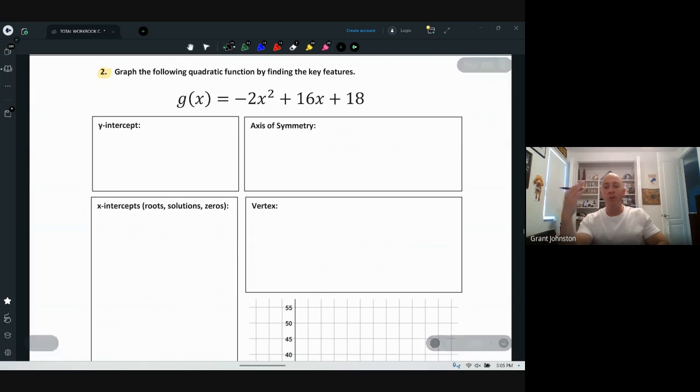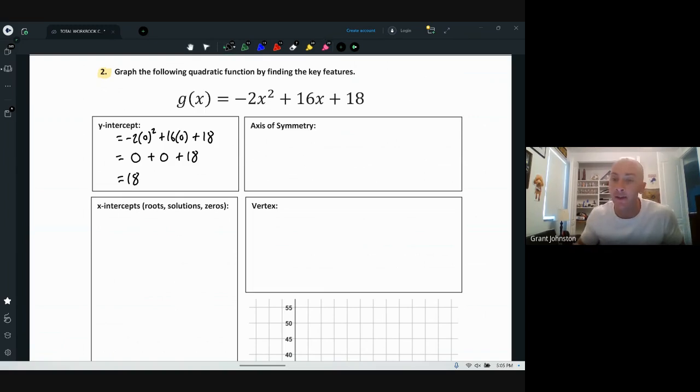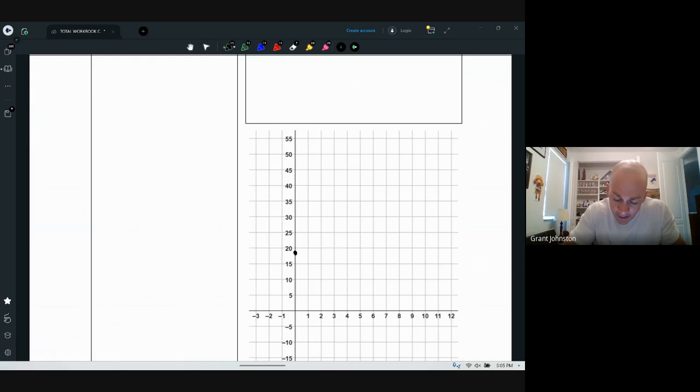Reason being, just so that you understand, if you're trying to find the y-intercept, you have to plug in 0 for x. If you plug in 0 for x, let me show it. Zero squared is 0. Negative 2 times 0 is 0. 16 times 0 is 0. 0 plus 0 plus the 18 is 18. So it's always going to wind up being that last number when it's in standard form. So the y-intercept, I'm going to write as a coordinate, is located at 0, 18. So we'll put it about here.